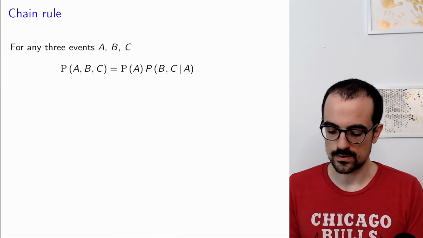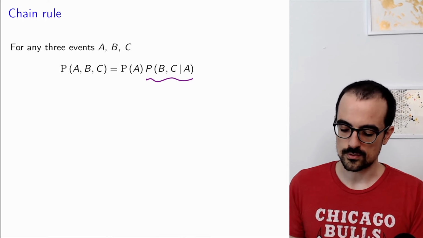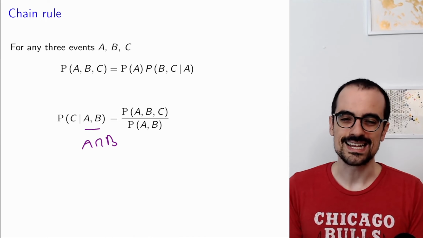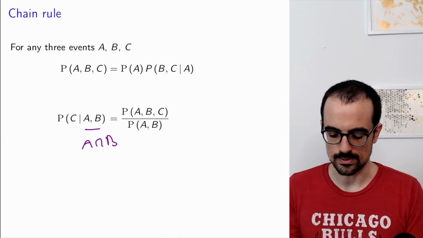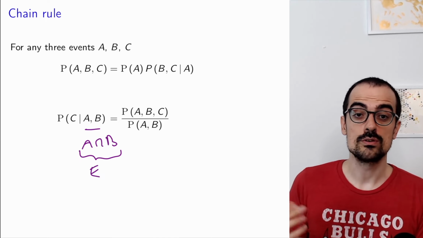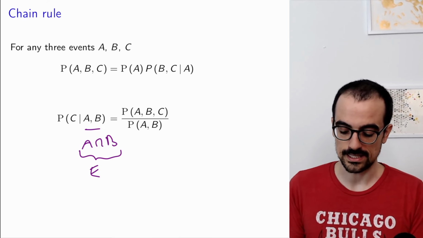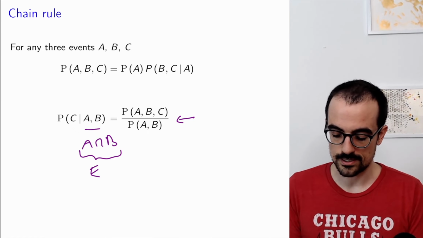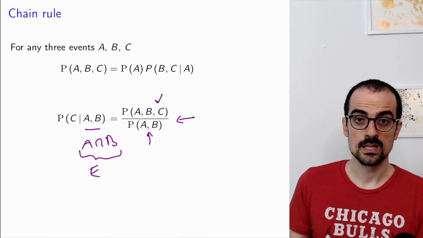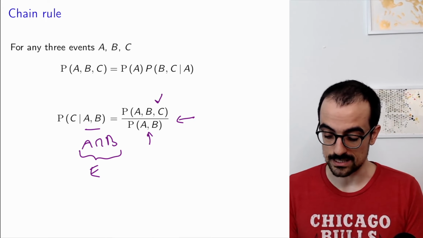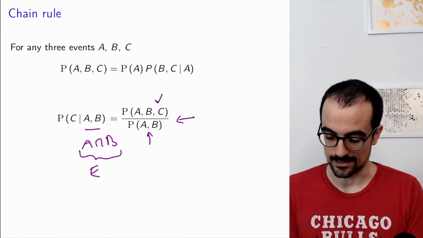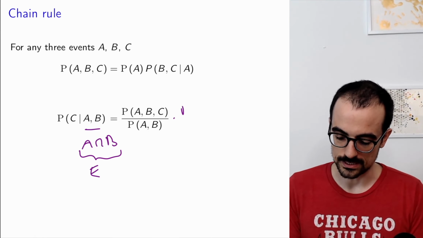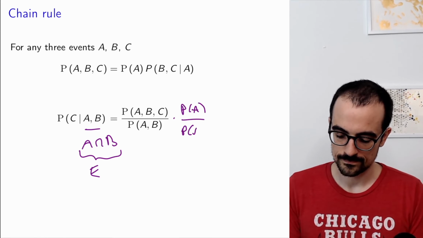So now let's see how we can further expand this expression. And for that, we're going to consider the conditional probability of C given the intersection of A and B. And again, if you have trouble visualizing that this is just an event, you can replace this by E. Now if we apply the definition of conditional probability to C and E, this is the probability of C given E. It's the probability of the intersection up here divided by the probability of E. And now we can multiply and divide by the probability of A here.